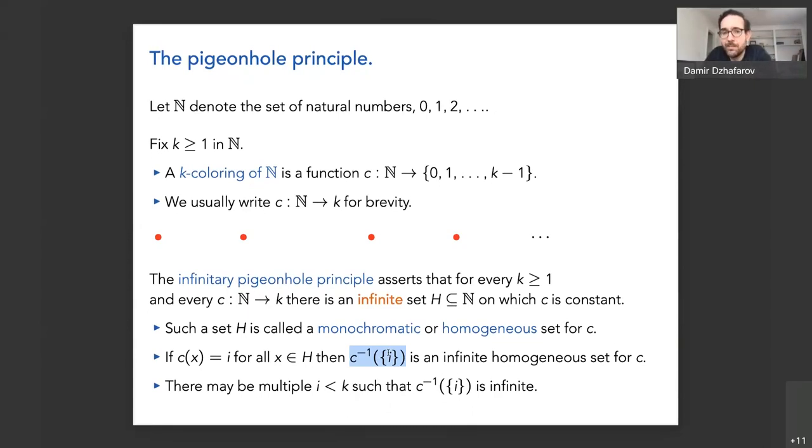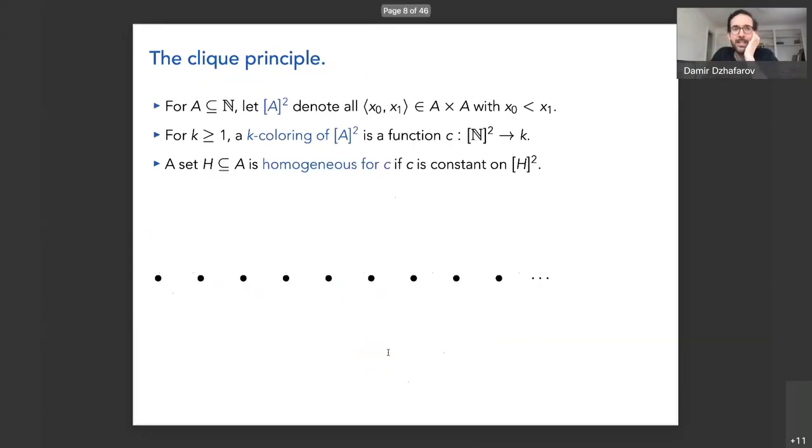But the pigeonhole principle says there's at least one. Okay. So this is very primitive. Let's take it up a notch. So here's a principle that I will rename soon, but for now let's call it the clique principle.